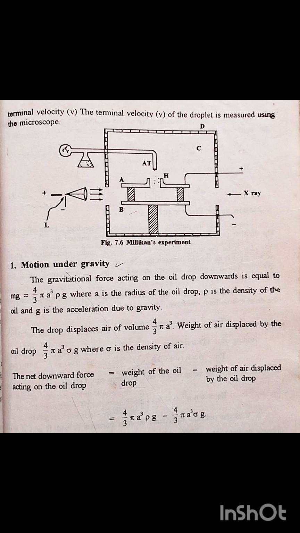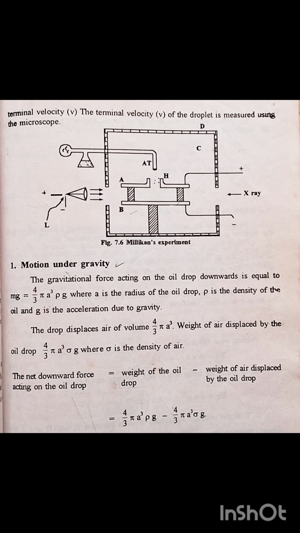Theory. By means of an atomizer, a spray of fine droplets of a highly viscous liquid such as glycerin is produced near the hole H in the upper plate. The droplets move down slowly and pass through the hole H and enter the space between A and B. The droplets are illuminated by a lamp L and are seen through a microscope M whose eyepiece is provided with a micrometer scale.